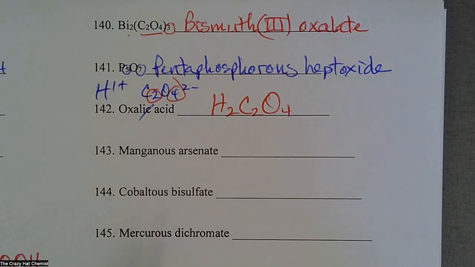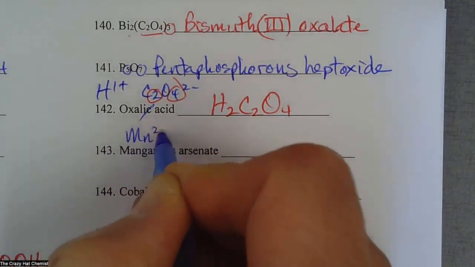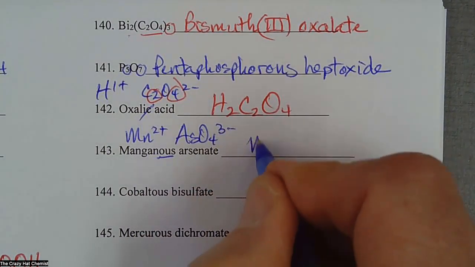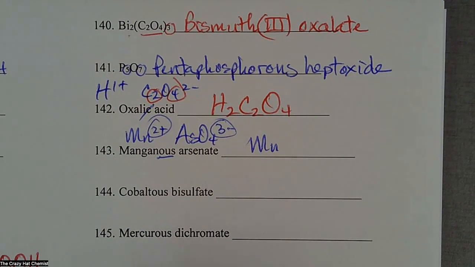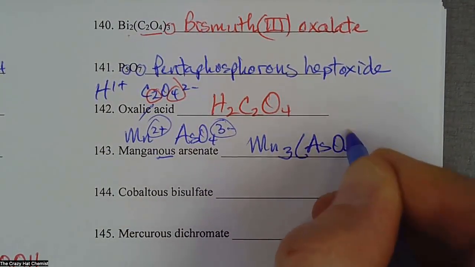All right. The next one is manganese. That's Mn 2 plus, arsenate, AsO4 3 minus. Take the bull by the horn, flip, bring it down to those absolute values. Mn3, AsO4, and a 2.